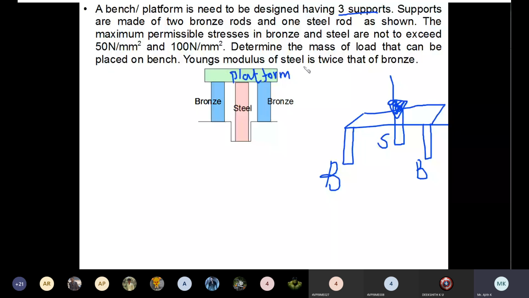And last, one more sentence is given. Young's modulus of steel is twice that of Young's modulus of bronze. That means Young's modulus of steel, ES, is equal to 2 times Young's modulus of bronze.